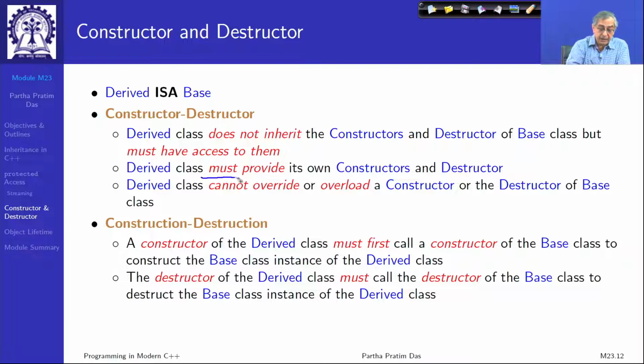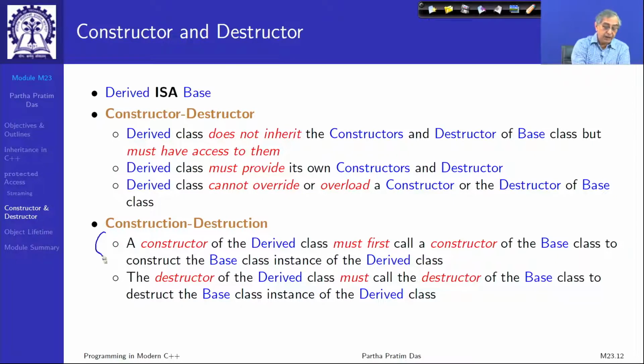In addition, naturally, the derived class must provide its own constructor and destructor, right. There is no moving away from that. And as we have noted, derived class cannot overwrite or overload the constructor or the destructor, right. It cannot overwrite, neither can it overload constructor or destructor of the base class. Right.